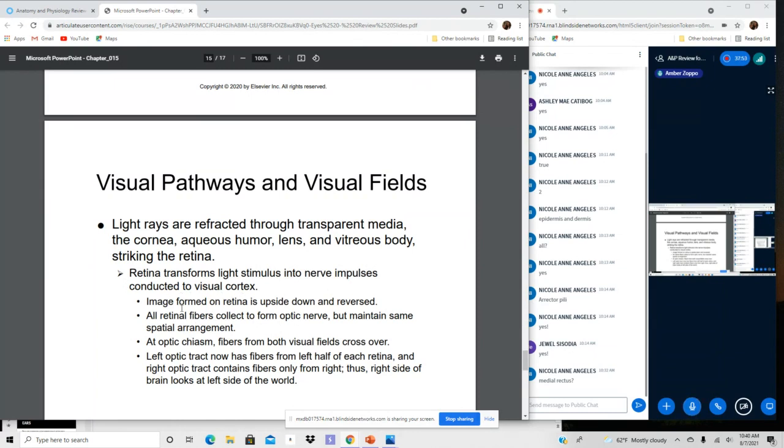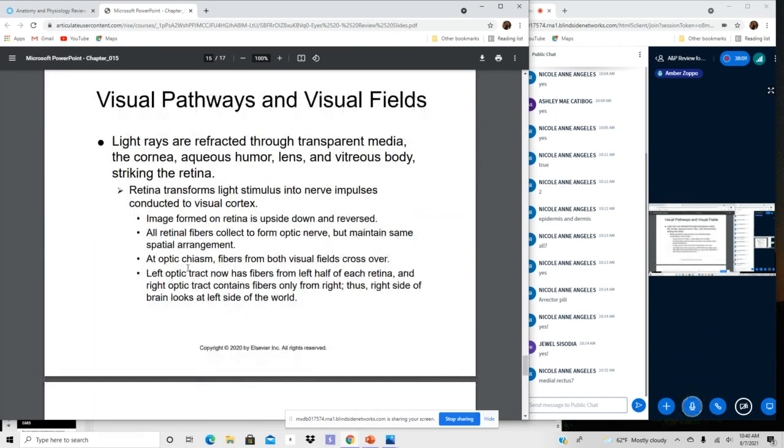An image is formed on the retina, and it's actually upside down and reversed when it comes in. All retinal fibers collect to form the optic nerve, but maintain the same spatial arrangement. At the optic chiasm, which are fibers from both the visual fields, this is where they cross over. The left optic tract now has fibers from the left half of each retina, and the right optic tract contains fibers only from the right. Thus, the right side of the brain looks at the left side of the world.